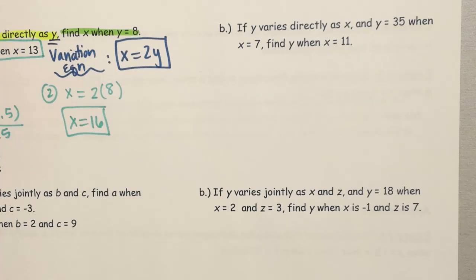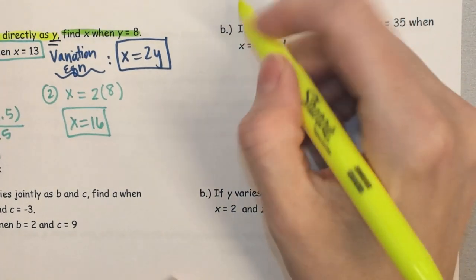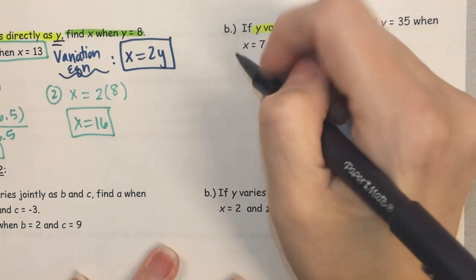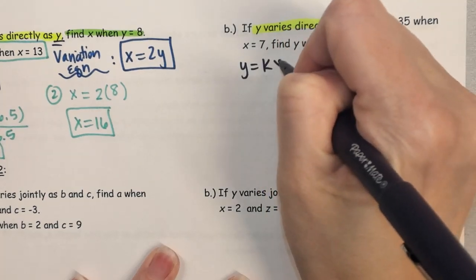Okay, so make sure you're paying attention to how this is written. This one says y varies directly as x. If it starts with the y, then you are going to start with y as well. So this is y equals kx.